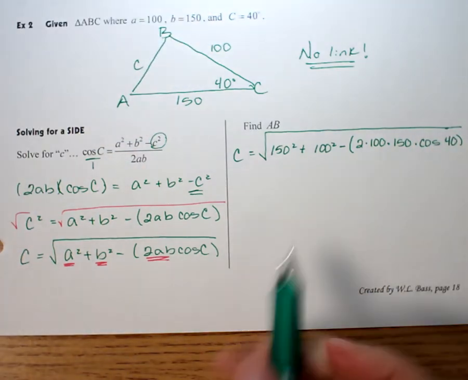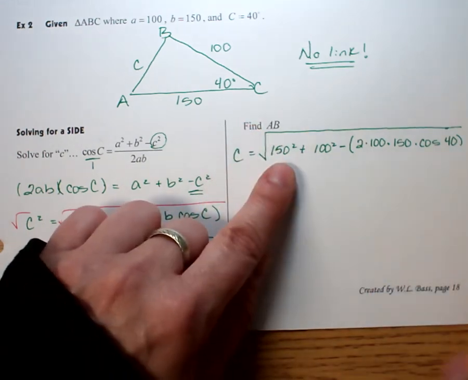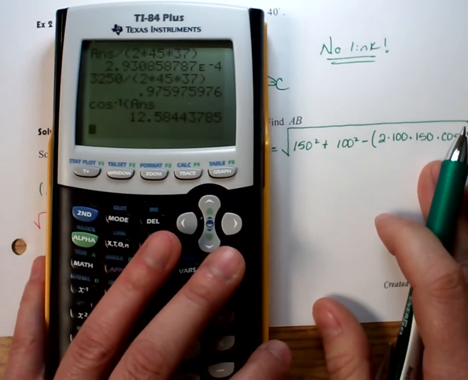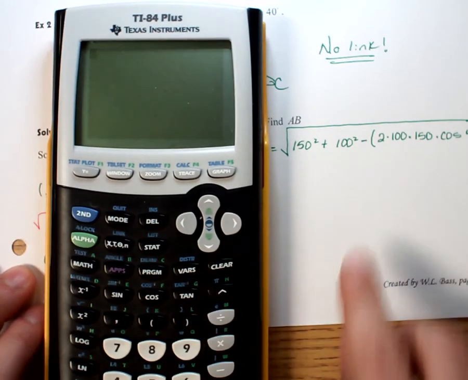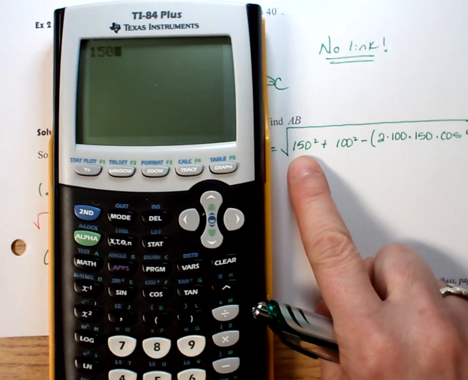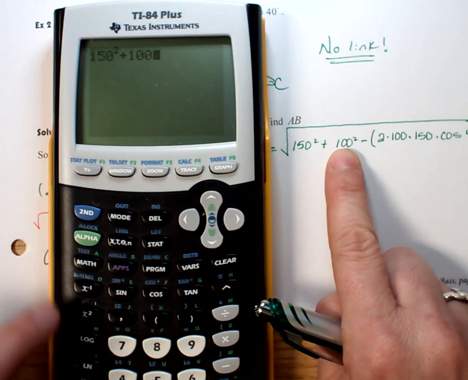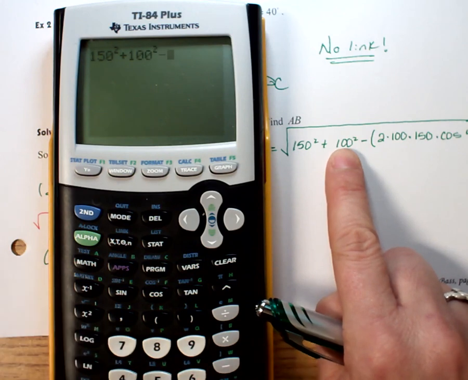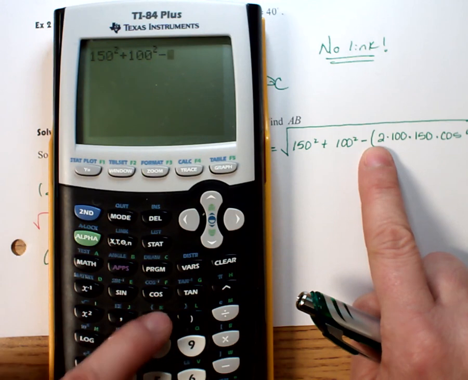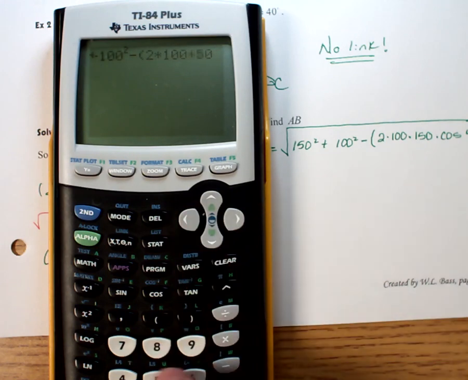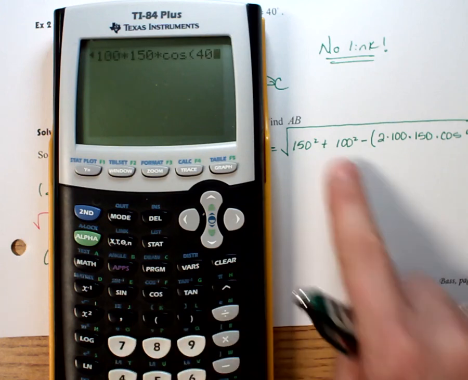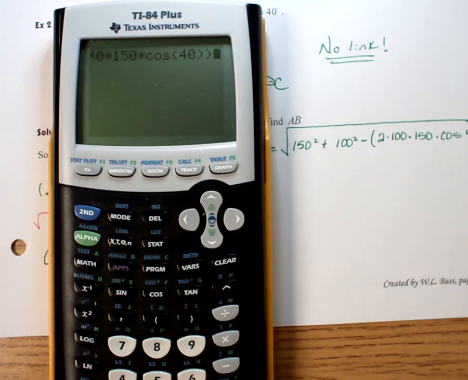And now this is ready to just type in our calculator. So if I was going to type this in, what I would do for sure is clear everything out. I'm going to do my 150 squared plus my 100 squared minus, and now I'm definitely going to type this parenthesis and no more parentheses after that, 2 times 100 times 150, oops, I want 100 there, not times 150, times cosine 40, and I can just press enter, or I can double close my parenthesis if I want.